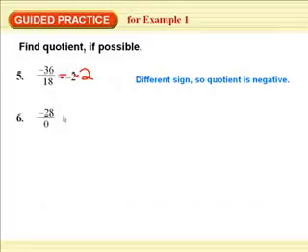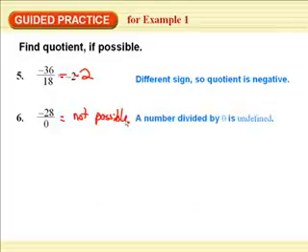This one's why the "if possible." This one you say not possible. You can never divide by 0. It's impossible. They call it undefined.